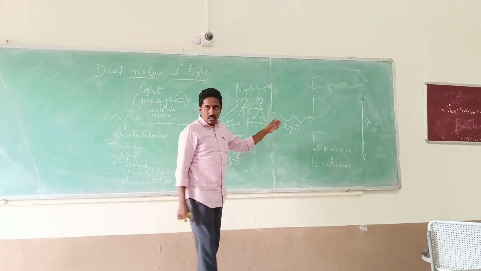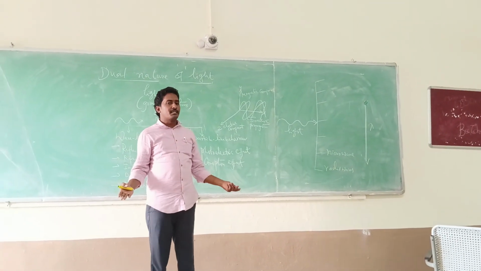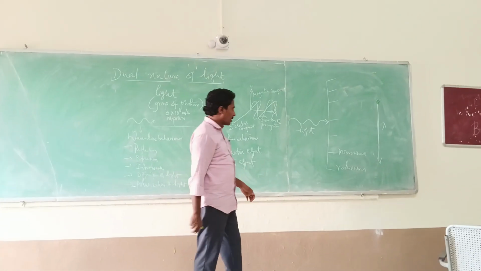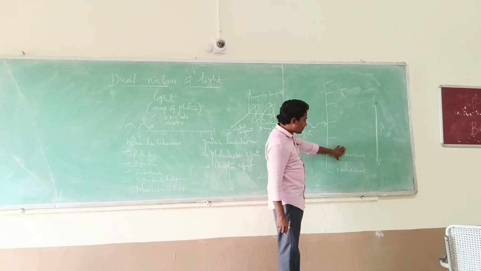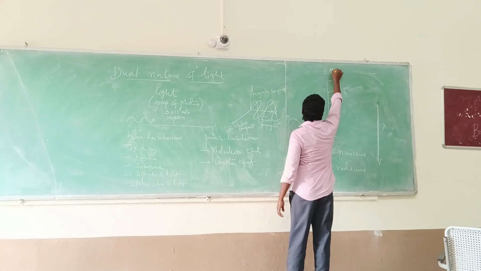So as the wavelength decreases, the frequency increases. This is the direct relation, inversely proportional. So this is the second region of the electromagnetic spectrum from bottom to top. This is known as the electromagnetic spectrum.